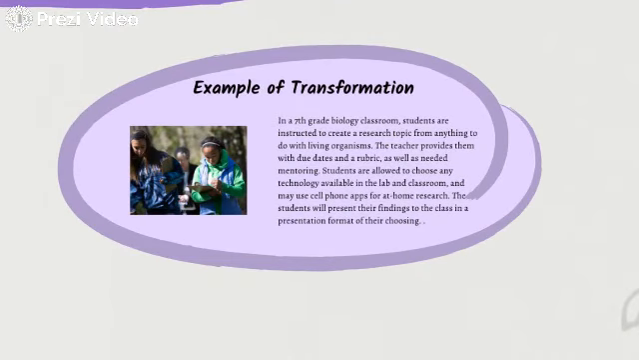In a 7th grade biology classroom, students are instructed to create a research topic from anything to do with living organisms. The teacher provides them with due dates and a rubric, as well as needed mentoring. Students are allowed to choose any technology available in the lab and classroom, and may well use cell phone apps for at-home research. The students will present their findings to the class in a presentation format of their choosing.